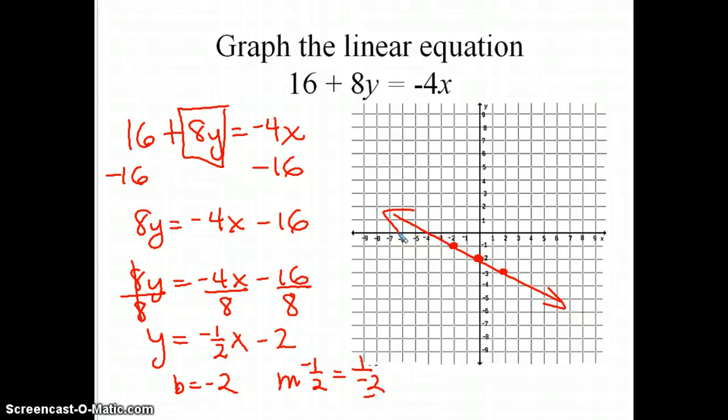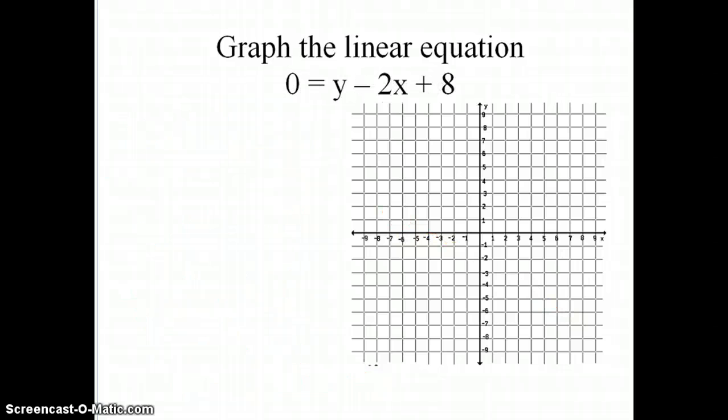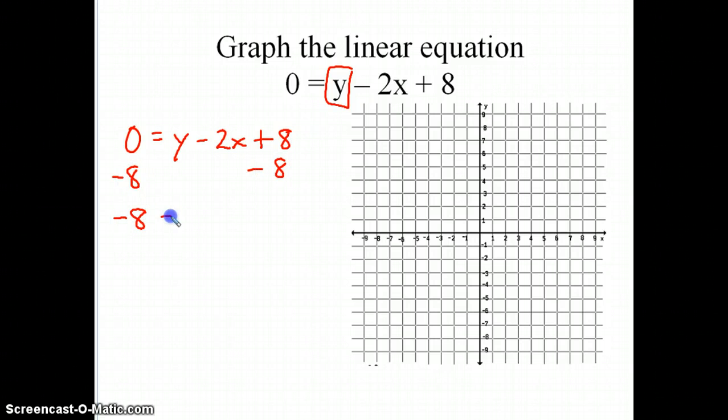Moving on to our next example. Graphing the linear equation, 0 equals y minus 2x plus 8. Again, I have to get this y all by itself. I will move the constant first by subtracting 8 from both sides. Minus 8 is equal to y minus 2x. I need to move the linear term, so I will be adding 2x to both sides. 2x minus 8 is equal to y.